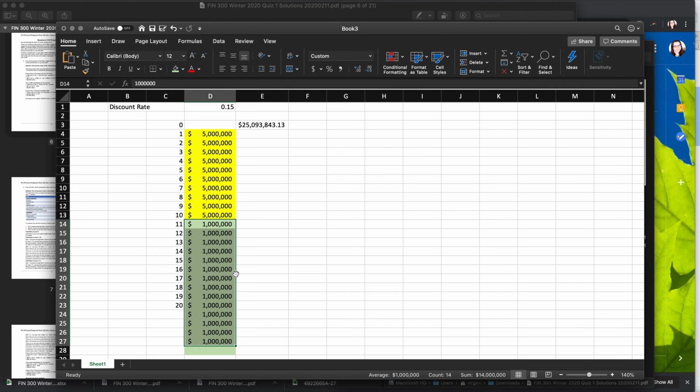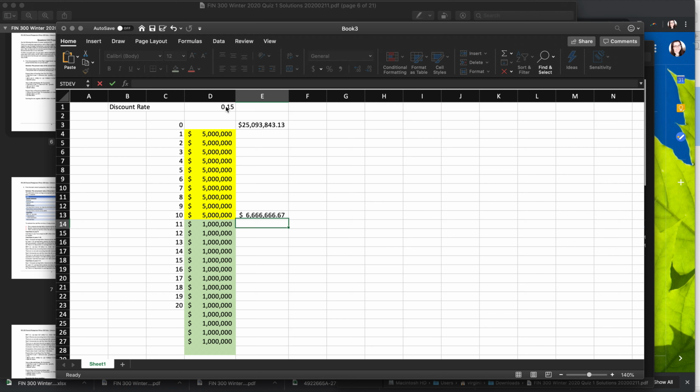The present value of a perpetuity is just going to be the cash flow divided by the discount rate. And that would be if you're standing at time 10. So that's the present value here, but we need to discount it back. So this is the present value of the annuity.